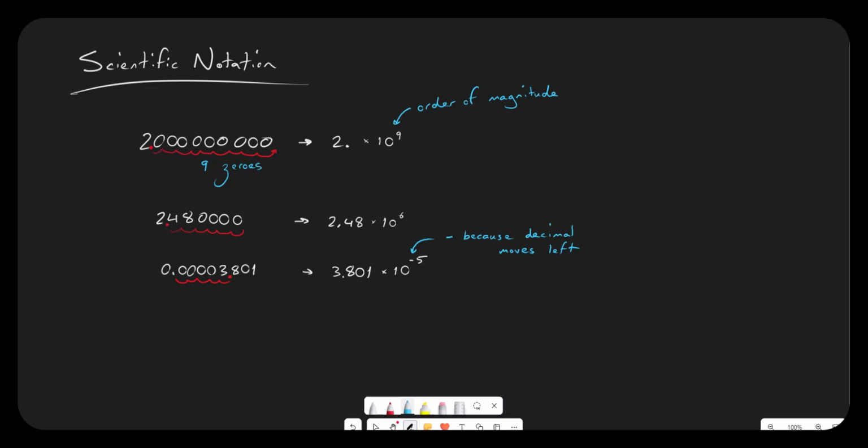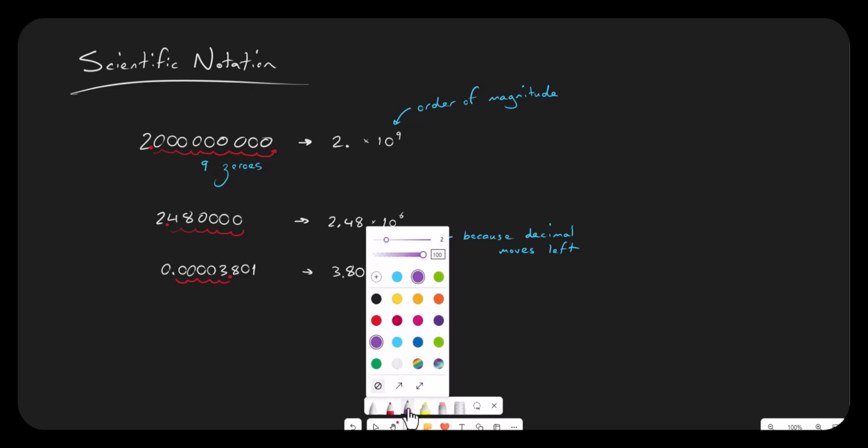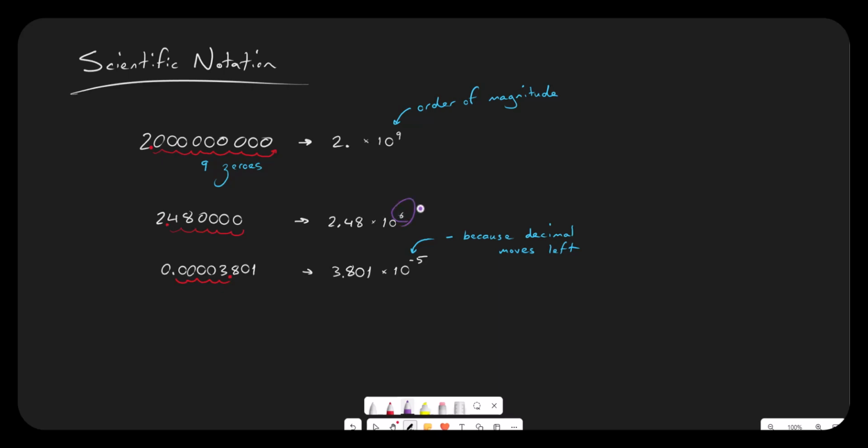So an easy way to remember that is if I've got a number in scientific notation and I have a positive exponent, that tells me that my number is greater than 1. Positive exponent, number is greater than 1. If I've got a negative exponent, that tells me my number is smaller than 1.